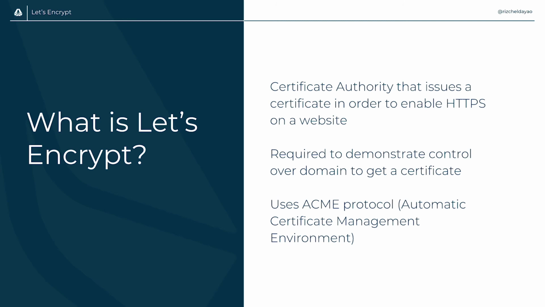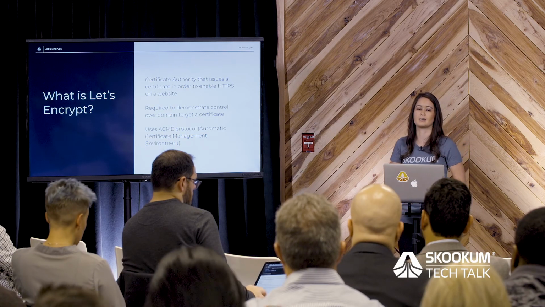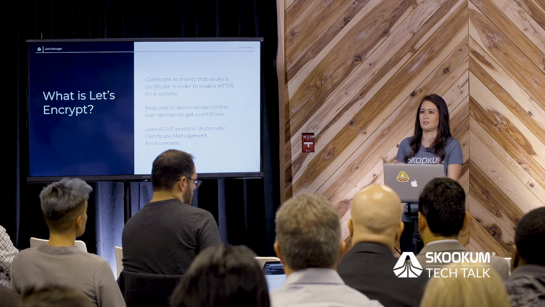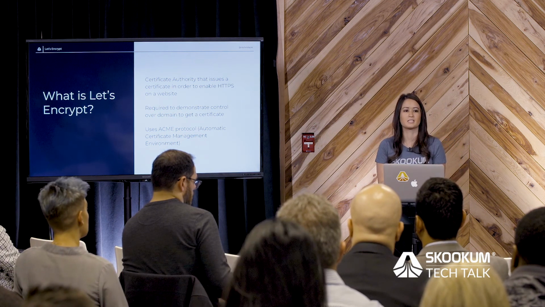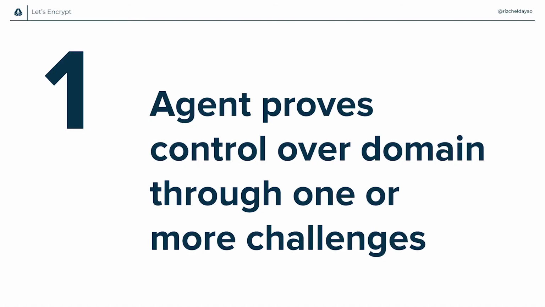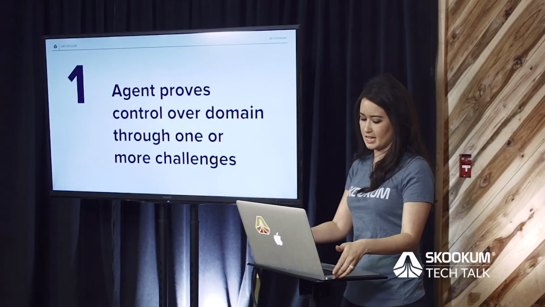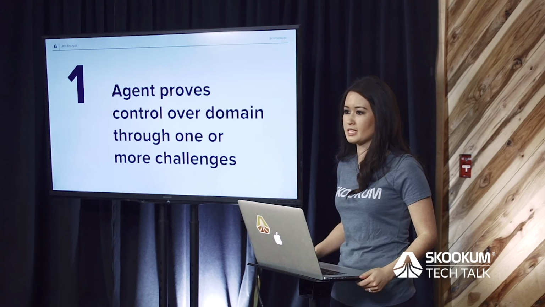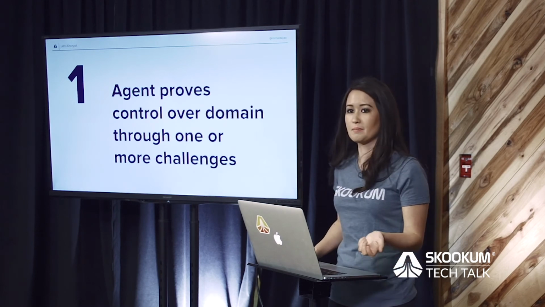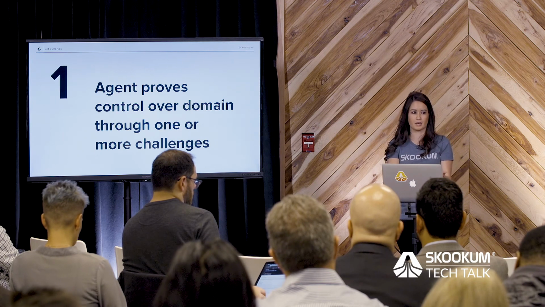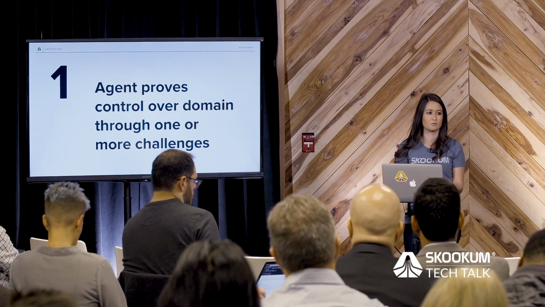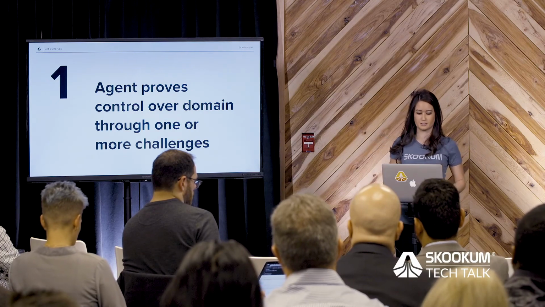For the certificate authority to issue the certificate, a web server is required to demonstrate control over their domain. And this uses the ACME protocol. With the ACME protocol, along with Let's Encrypt, it allows us to automate this certificate issuance, so no one has to go and manually do it every time. So first, we need to have the web server prove control over the domain. How this is done is Let's Encrypt will send it one or more challenges, and then it'll say, hey, I need you to sign this with your private key when you're finished completing those challenges.